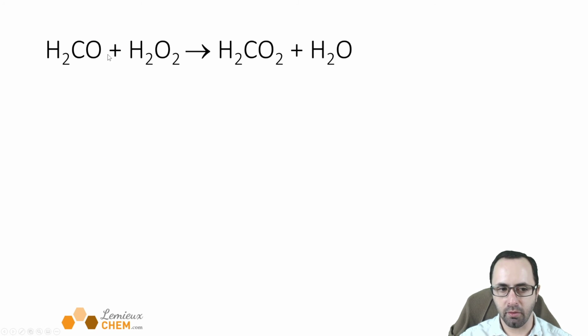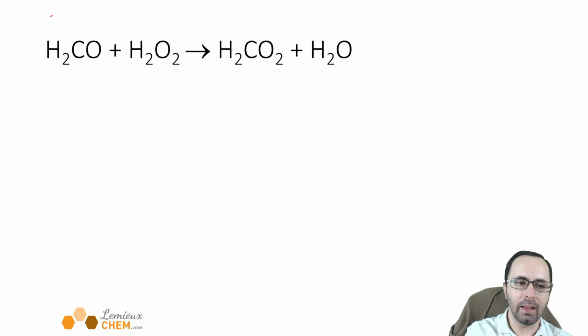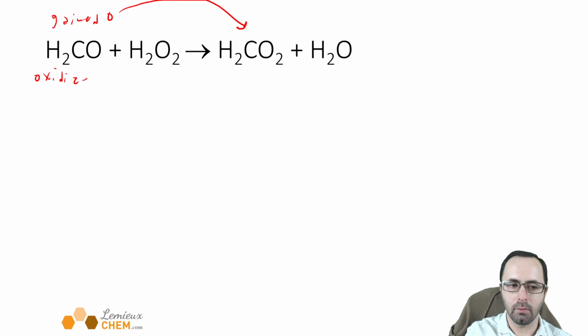Another example here: this is formaldehyde, like what's used to preserve frogs for dissection. And this is hydrogen peroxide, also called dihydrogen dioxide. When we look at the products, we can see that the H2CO now is H2CO2. The H2CO has gained an oxygen atom. So we would say it gained oxygen going from here to here, and so this is oxidized.